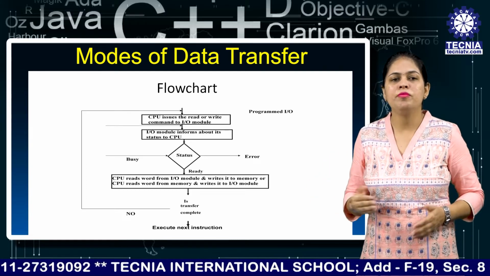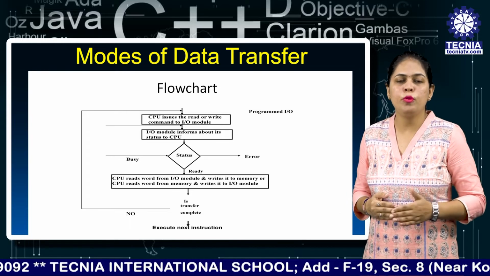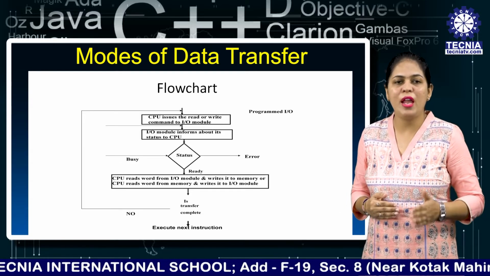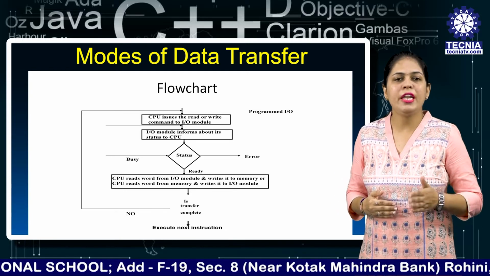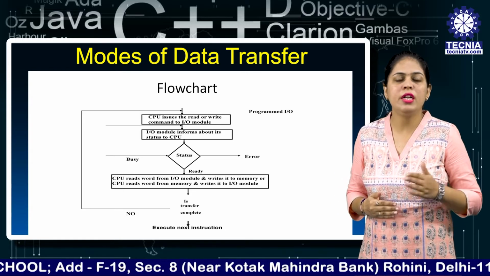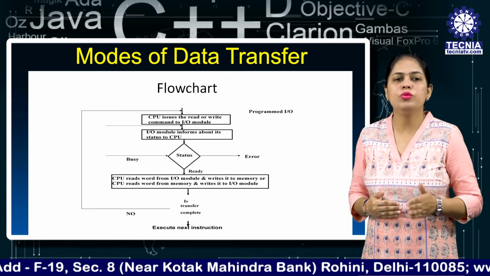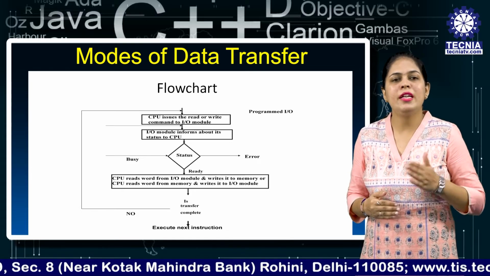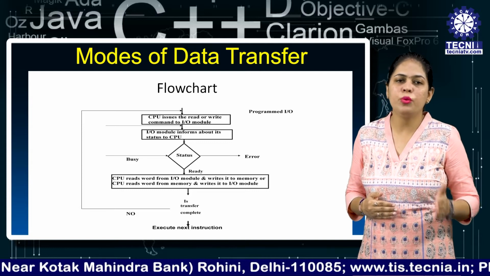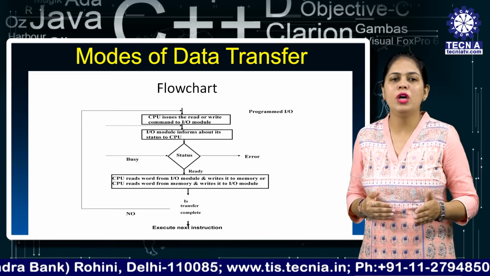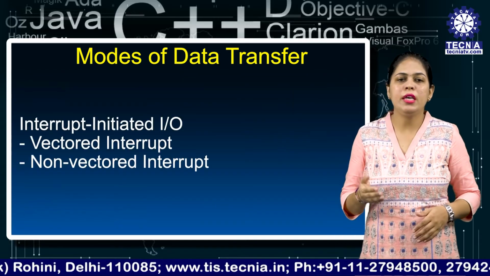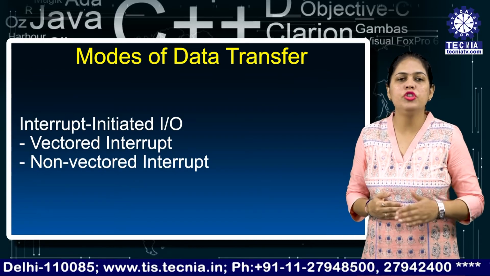In this type of input output, the computer does not check the flag. It continues to perform its task. Whenever any device wants attention, it sends an interrupt signal to the CPU. The CPU then diverts from what it was doing, stores the return address from the program counter and branches to the address of the subroutine. There are two ways of choosing the branch address.